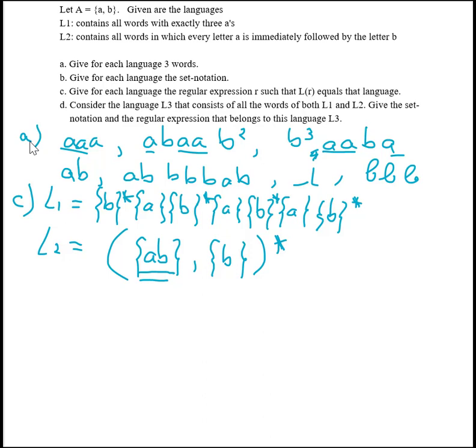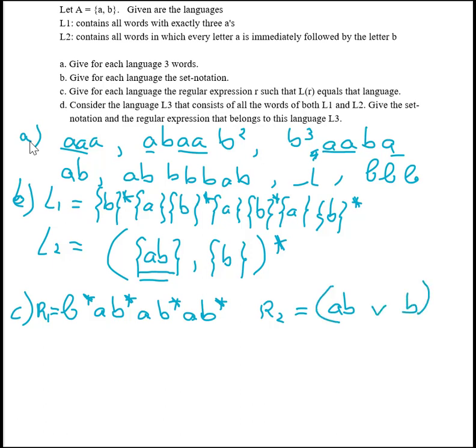A regular expression. Well, if we already have the set notation, then the regular expression is quite simple. So for language L1, let's call it R1: B star, A, B star, A, B star, A, and B star. Okay, and then for R2, we have the combination AB or B, and then we can choose as often as we like.